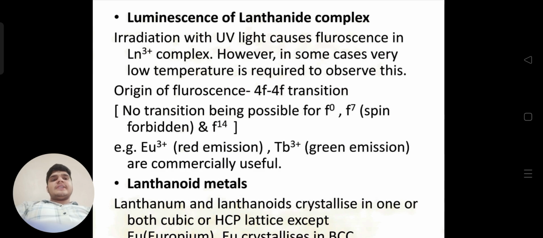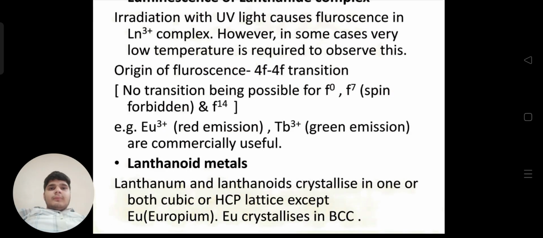Origin of fluorescence is the f-f transition, with no transition being possible for f0, f7 and f14 complexes. For example, europium 3+ has a red emission, whereas terbium with a 3+ positive charge has a green emission. They are useful commercially for obtaining some products or in some devices.